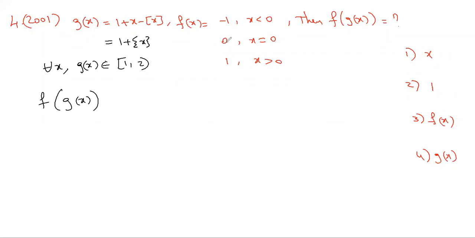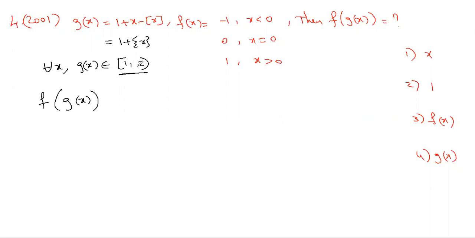Why? Because f of x is a piecewise definition. Piecewise definition means for different inputs, different definitions are given. If it is a positive number, the output is always 1. For a negative number, the output is always minus 1. For 0, the output is always 0. You can see that all the outputs of g are inputs for the f.